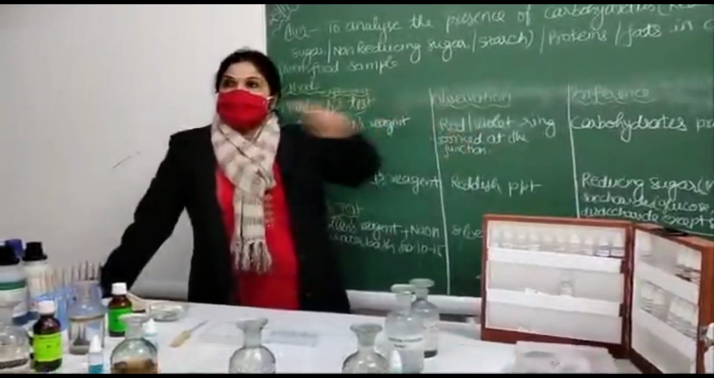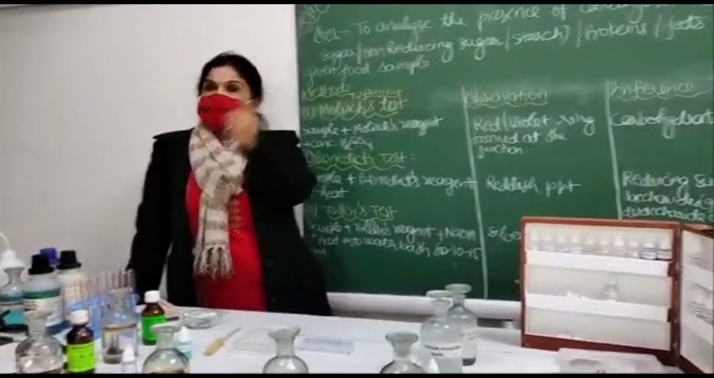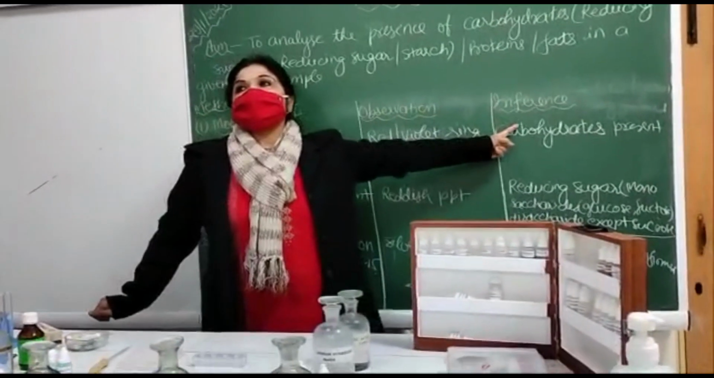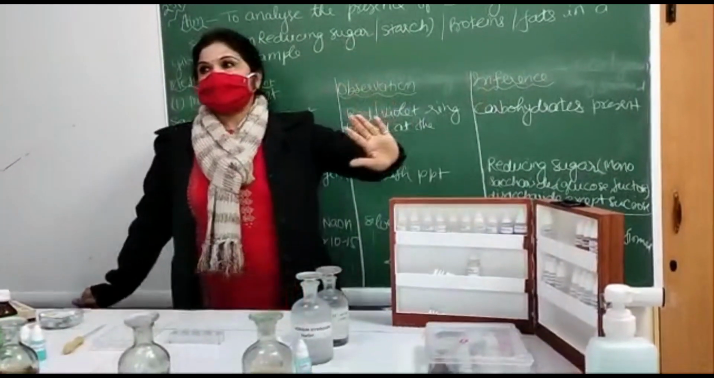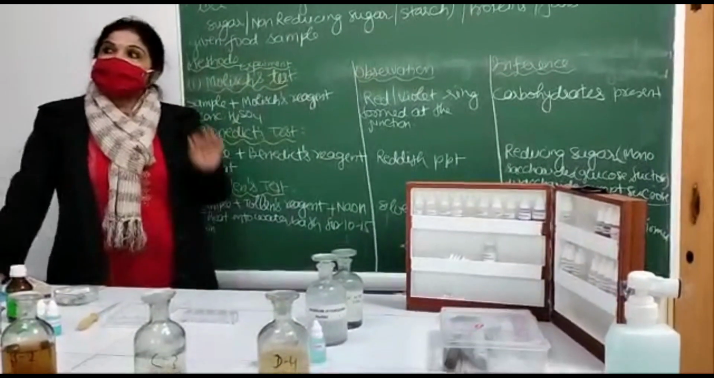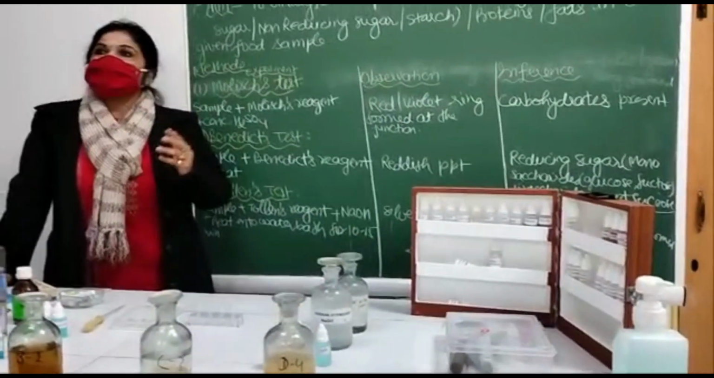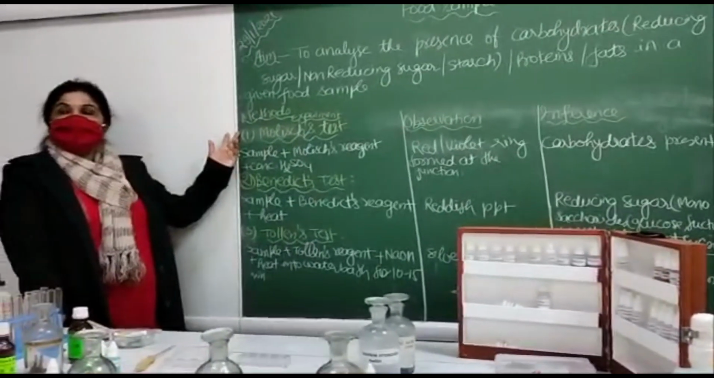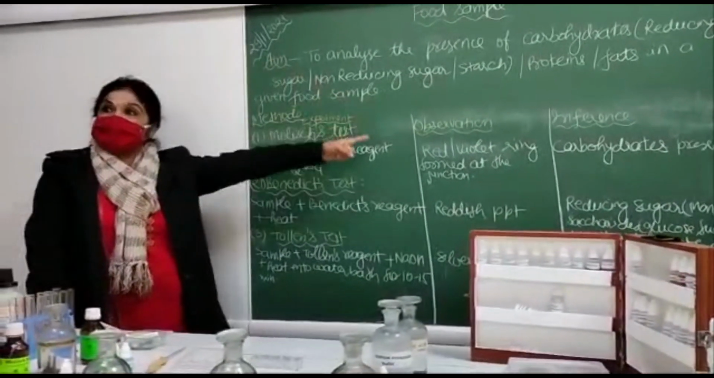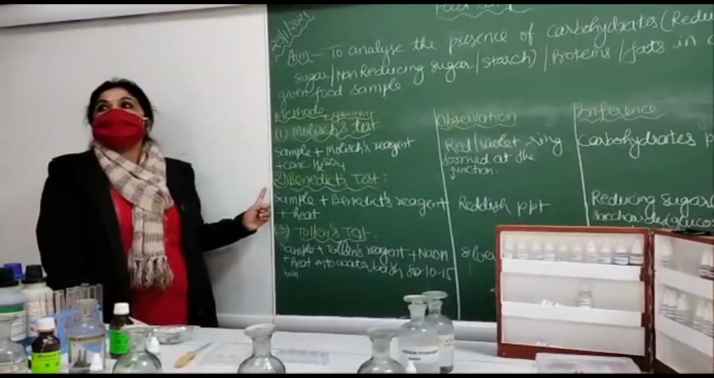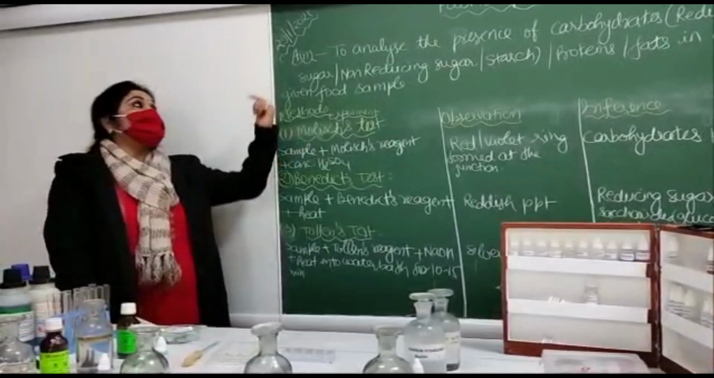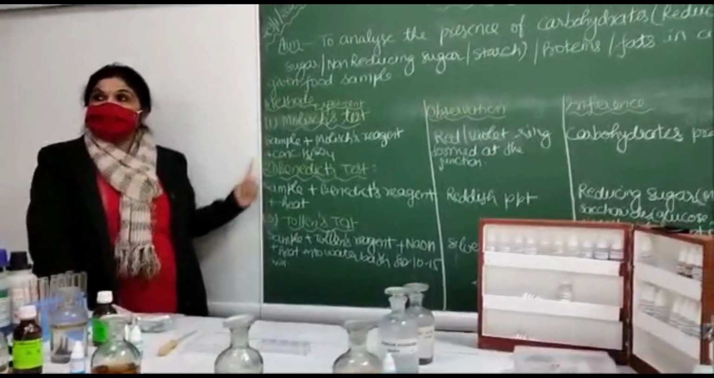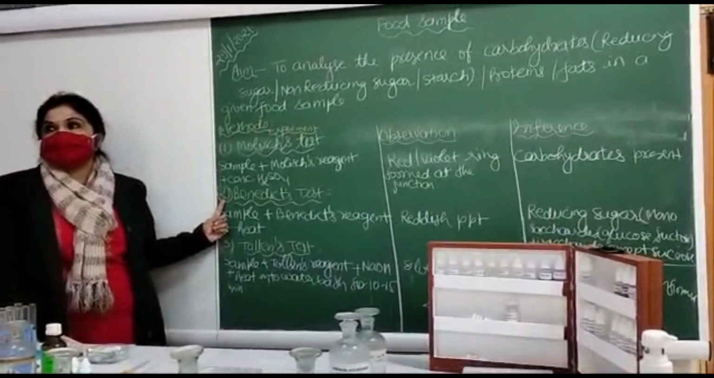And then if you get the ring, that is a ring formation at the junction of two layers, a violet or red ring, it means the food is carbohydrate. Carbohydrate is present. Now you have to check in carbohydrate what is present, reducing, non-reducing or starch. So after Molisch test, if Molisch test is positive, then you have to go for the next carbohydrate test. The second test after confirmation of carbohydrate is the Benedict test.